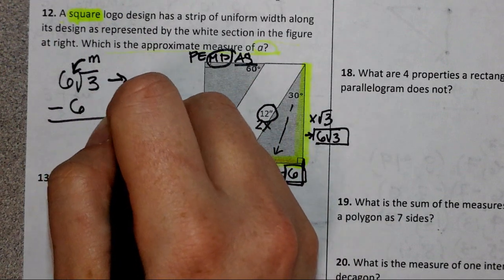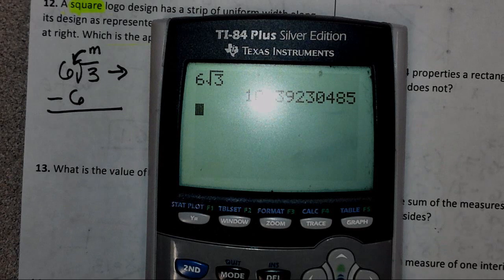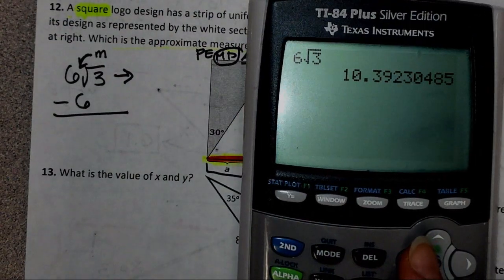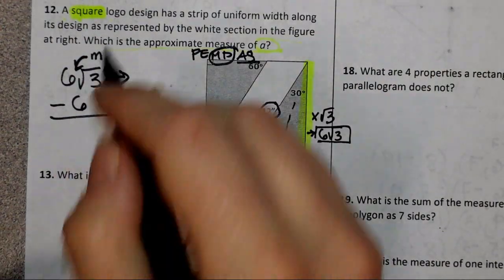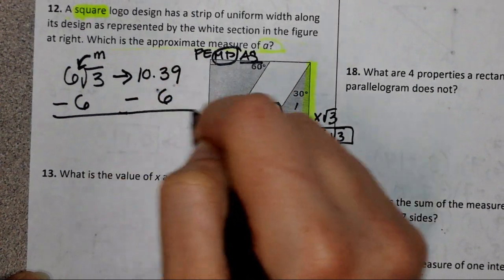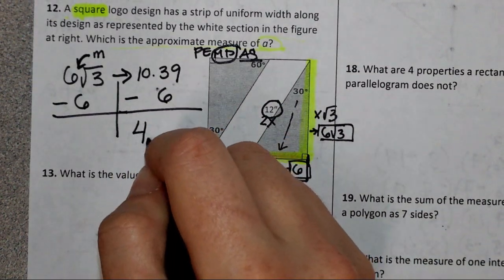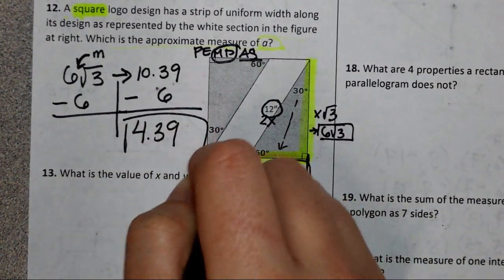So really, you have to convert this to a decimal. 6 square root 3 as a decimal is 10.39 about. Subtract 6, and we get our answer is about 4.39.